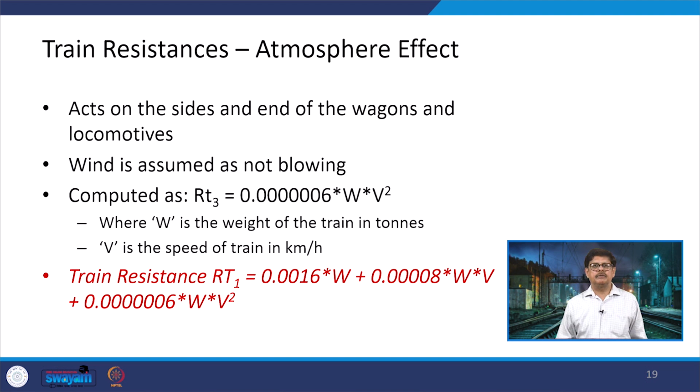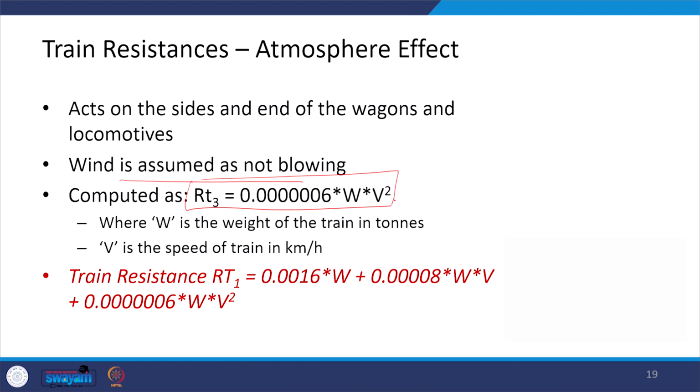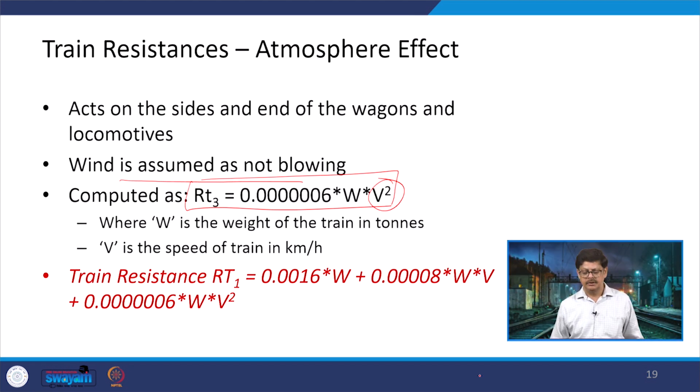Now, if you talk about the atmospheric effect, the atmosphere is everywhere. So, it is creating an impact on the ends as well as on the sides of the wagons and the locomotives. But we assume that the wind is not blowing, as the wind resistance is a separate resistance which we will be discussing. Based on that, this RT3 has been computed, but it is affected by the square of the speed, and it is given by 0.0000006 W into V square. Again, W and V have the same notations.